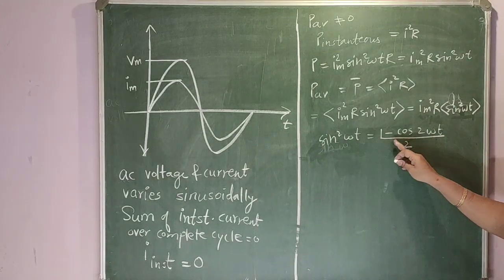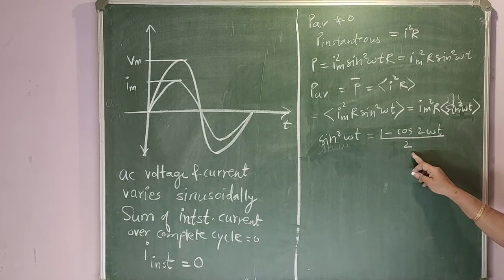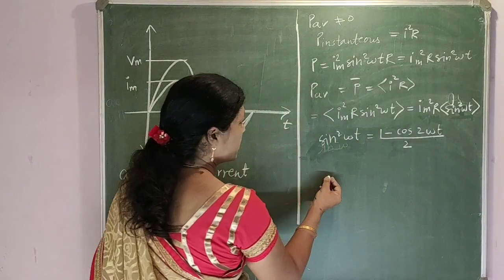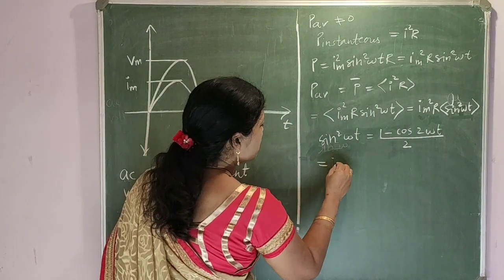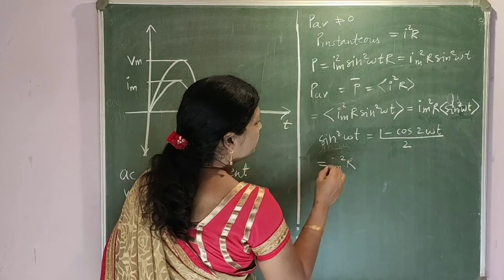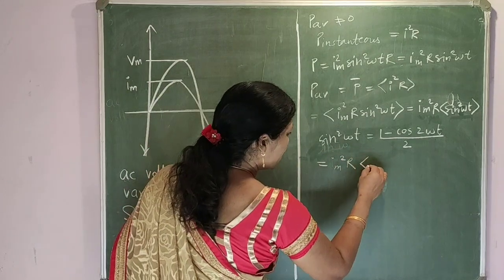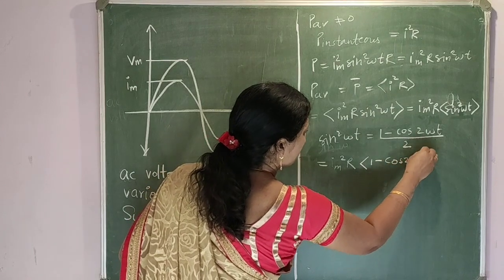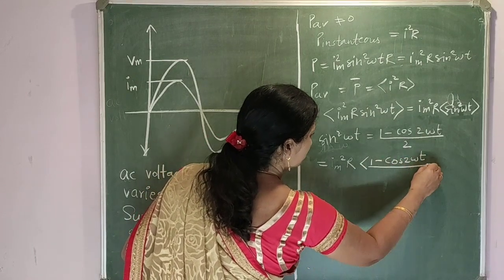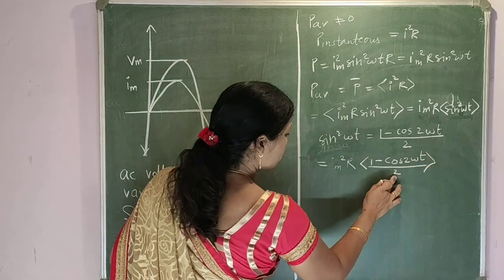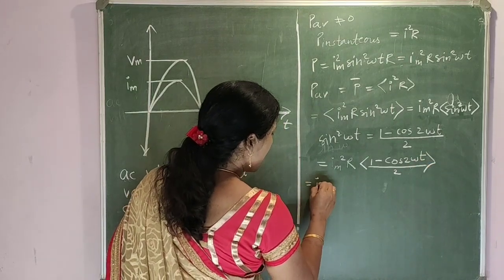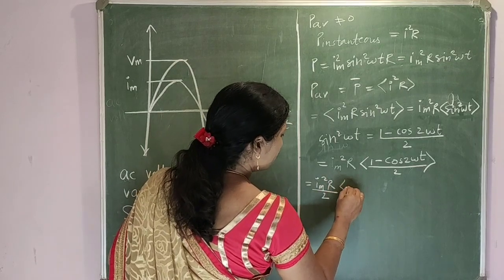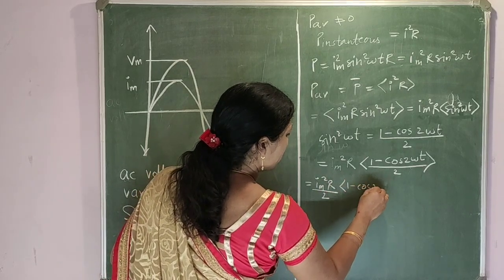sin square omega t is (1 minus cos 2 omega t) upon 2. Let us substitute here. We are finding out P average. So P average is I maximum square R times the average of (1 minus cos 2 omega t) upon 2. Let us take the 2 outside. So it will become I maximum square R upon 2 times the average of 1 minus cos 2 omega t.